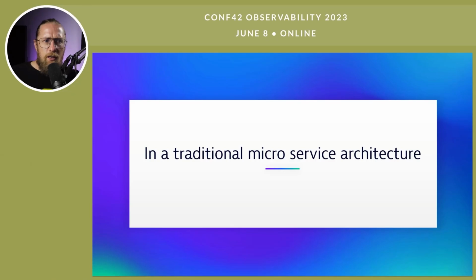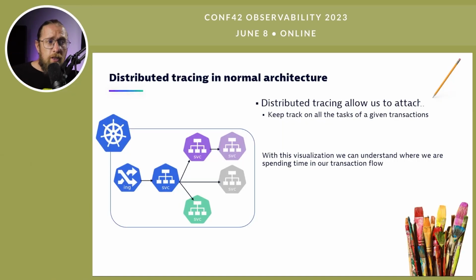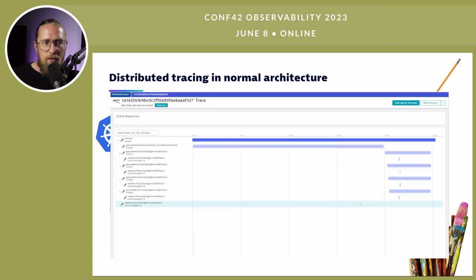So now you know everything. Let's have an example. In a traditional microservice architecture, distributed tracing is just fantastic because here you can see that I have an ingress controller and several services. With this, I will be able to keep track of all the tasks of a given transaction, and you have a very easy way to visualize this data. For example, here I have an HTTP request going through various services in my architecture.